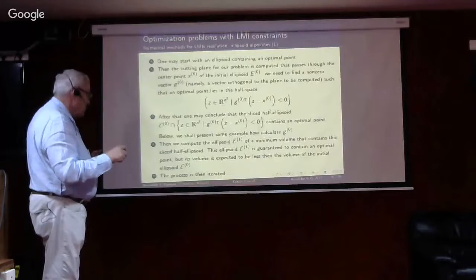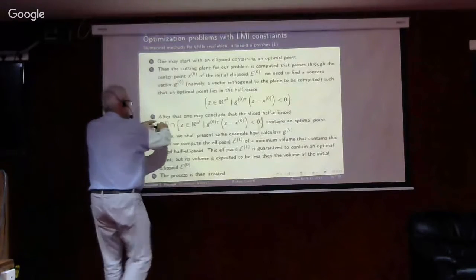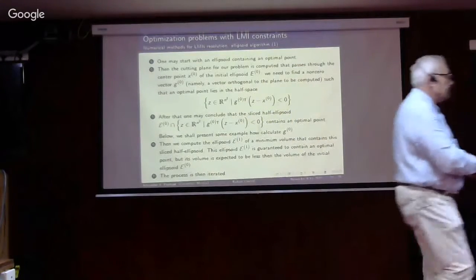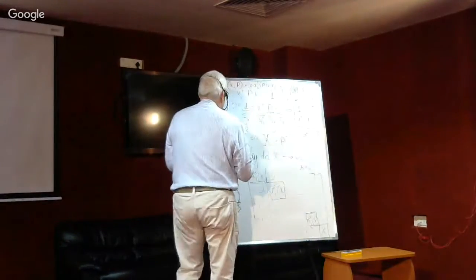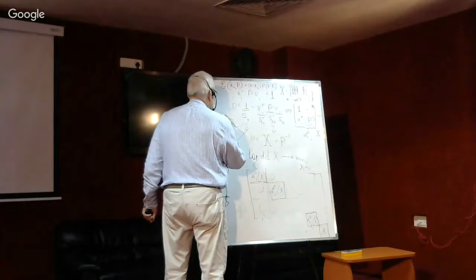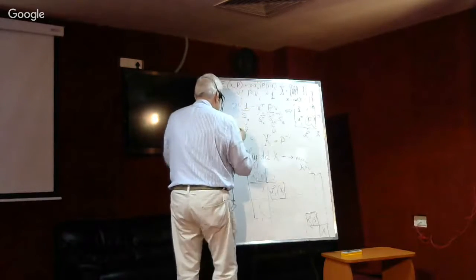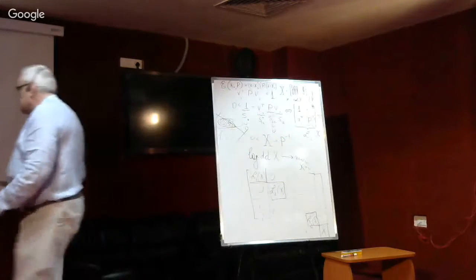After that, we can consider an ellipsoid which contains this combination. We can consider a smaller ellipsoid which contains only this one. And then we can find the center of the ellipsoid and repeat this procedure.